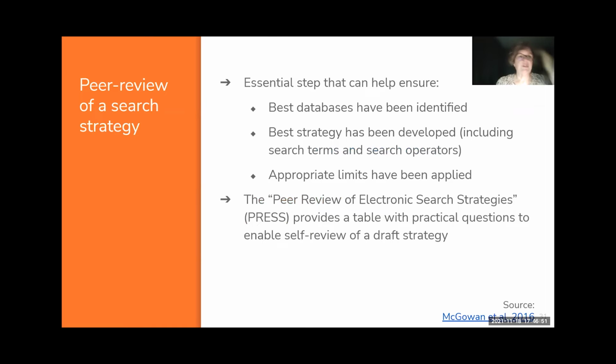Okay, so there's another step. Since 2016, when this article was published by McGowan and many people, peer reviewing the search strategy is now a common step in searches for systematic reviews. So it's another thing you should have a look at. Basically, if a librarian is working with you, then a second librarian will review the search for the research team and provide comments. And as with anything else, it's to make things even better.